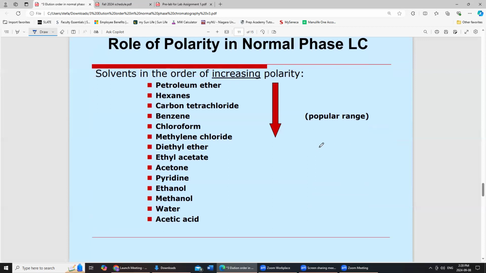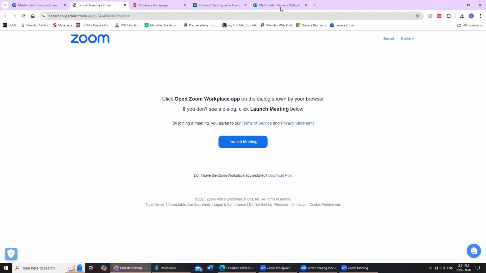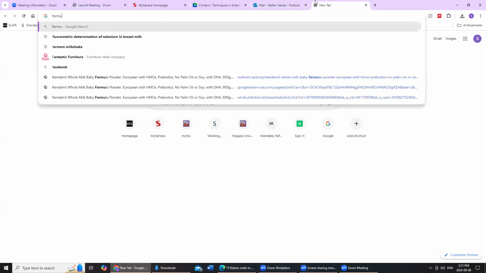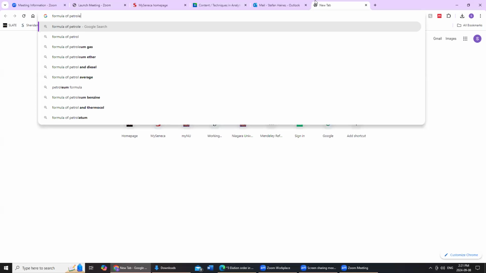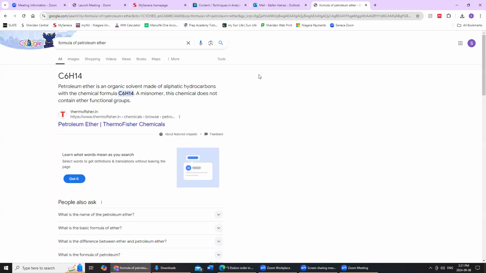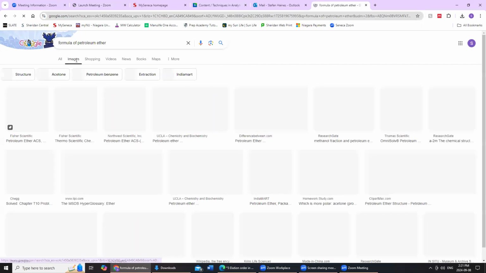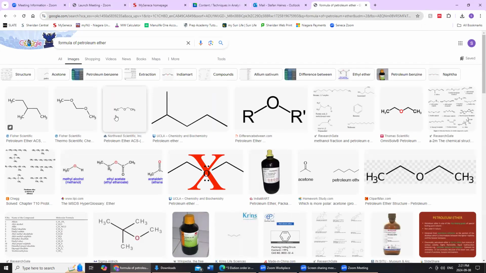So here's a list of solvents of increasing polarity. So petroleum ether, and again, I'm not sure why we would say petroleum ether is low polarity, because the word ether gives me a polar vibe. I'm going to have to look up the actual formula. Petroleum ether. C6H14. Oh, okay. That's because an ether usually has oxygen in it, so that's what I was confused about. So there's petroleum ether. Okay, that's fine.